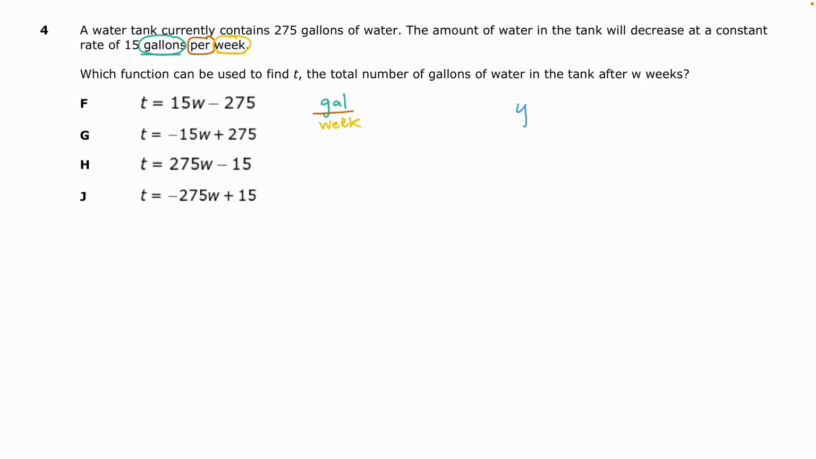Remember, we're looking for an equation or a function that can represent this in terms of y equals mx plus b. M is our slope, our rate of change, how fast is this relationship changing, and then our b, our y-intercept, is at what value does this relationship start? What is the initial value of the relationship between these two numbers?